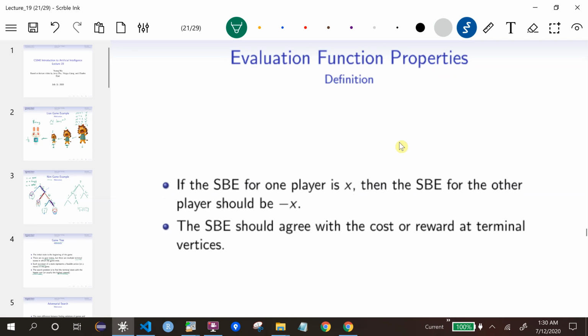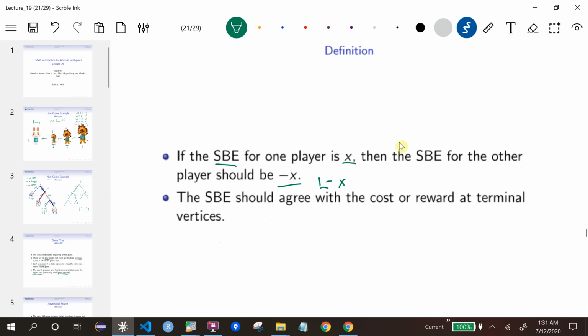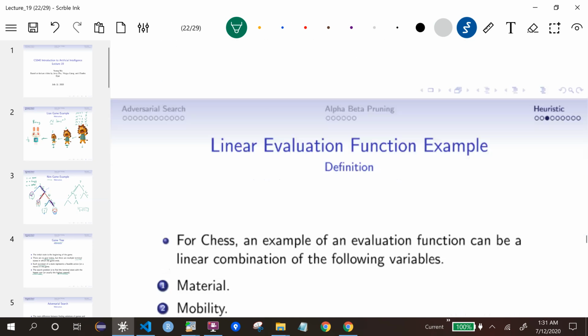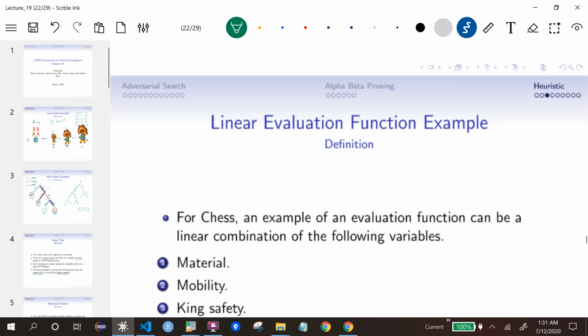If the static board valuation is x for one player, the other one should be minus x. Sometimes if we want to use probabilities, then it's just 1 minus x. It's the same thing. One person is maximizing, the other person is minimizing, so it doesn't matter if we add a constant. And if we go to the end, then the evaluation should be consistent at those terminal nodes. So we don't need them anyways. We only use them for the internal nodes.